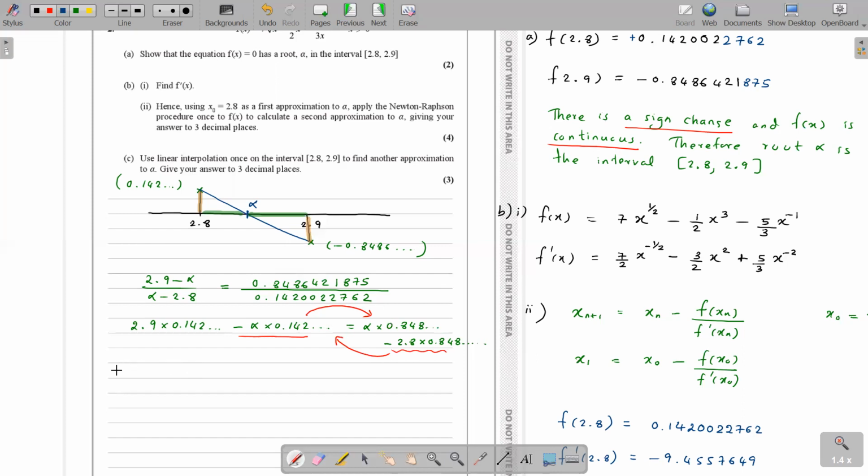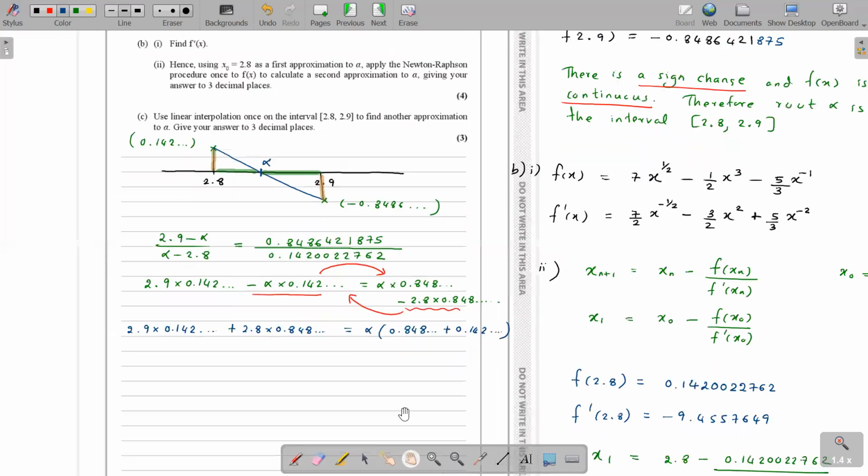Okay. So I get here 2.9 times 0.142 minus becomes a plus 2.8 times 0.848. The other figures I didn't write. And here I get alpha times. I could take the alpha out, right? I hope you guys can see that when I take this term to the other side, alpha is common. So I'll take alpha out and I get here 0.848. We'll continue the numbers afterwards. And this one is 0.142 and the remaining numbers.